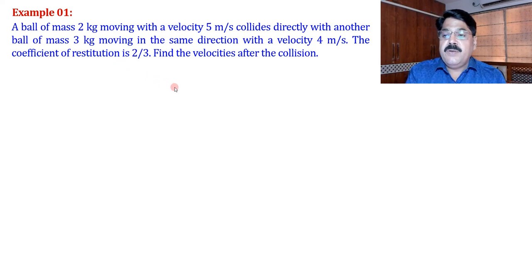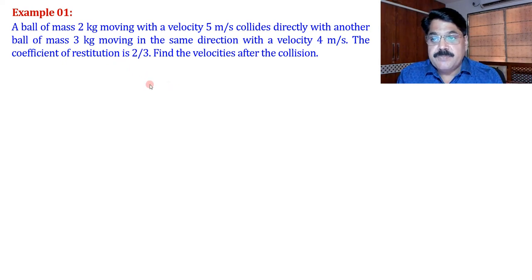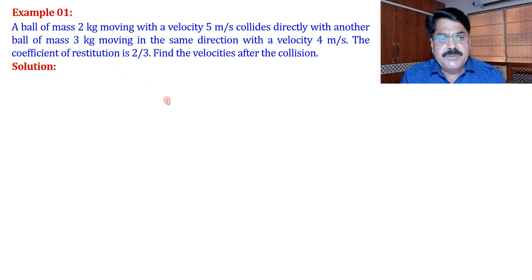So you can see both the bodies are moving in the same direction and the collision is a head-on collision, and E is given, masses are given. So we have to find velocities after the collision. It is a very simple problem. I have taken this problem just to make you familiar with using equation A and equation B.